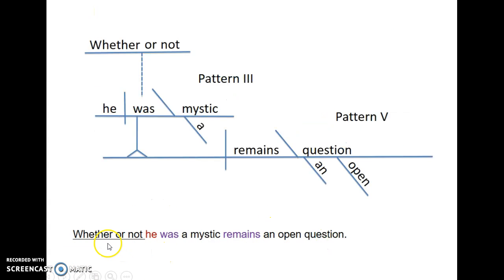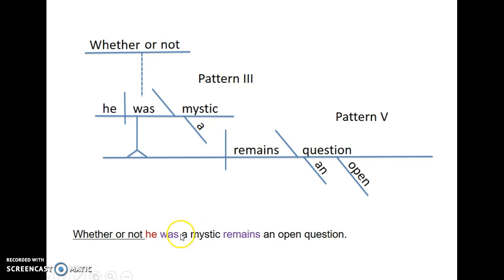This one again, we start right off with our expletive, that red flag word that tells us we're starting with the noun clause. So I'm going to skip the whether or not, and I'm going to go to my subject and verb. He was. He was what? He was a mystic is our subjective complement. So we have subject, be verb, noun is a pattern 3. And we put our whether or not above the verb because it's just there to connect and make things flow.